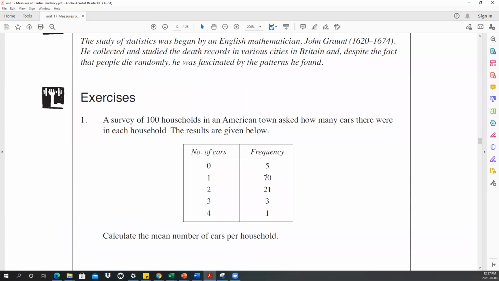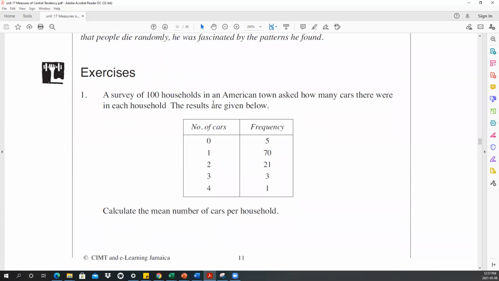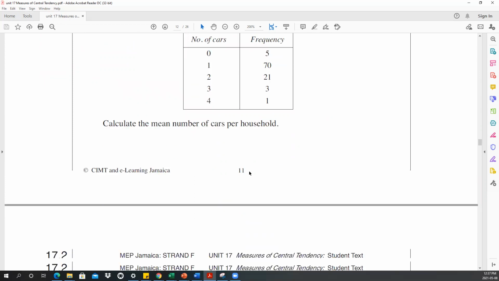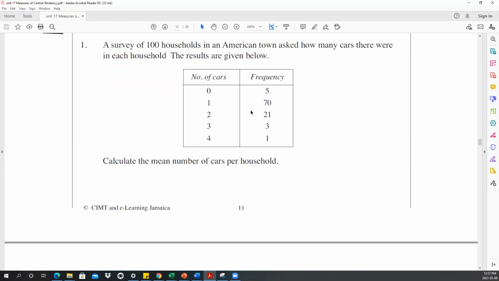Then it goes on. A survey of 100 households in an American town asked how many cars there were in each household. The results are given below. Calculate the mean number of cars. So you have the number of cars, and you do the multiplication. After you get that, you divide that by that. So calculate the mean number of cars per household, and you would get your answer.